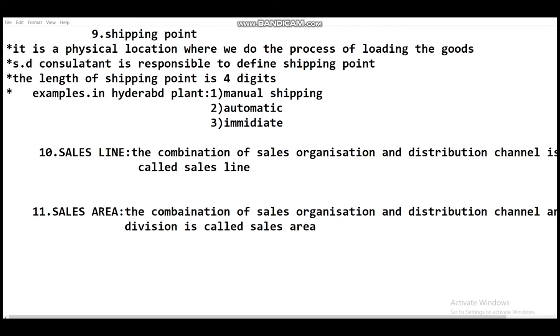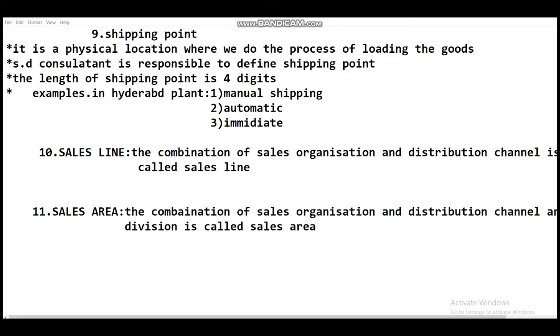Depending upon that priority, some vehicles come under the immediate priority. There we immediately ship the goods. That is called the immediate shipping point. So those vehicles come to the immediate shipping point place, and there we can load the goods. Simply, it is a physical location where we do the process of loading the goods. The SD consultant is responsible for defining the shipping point. The length of the shipping point is 4 digits. So it is simply a physical location where we load the goods into the vehicles.